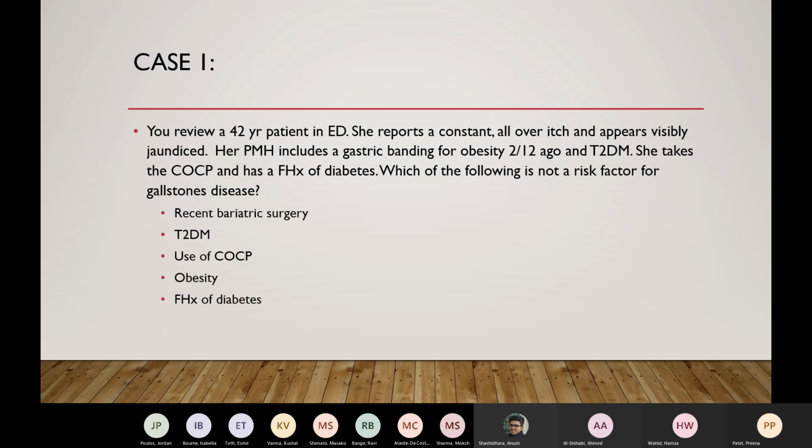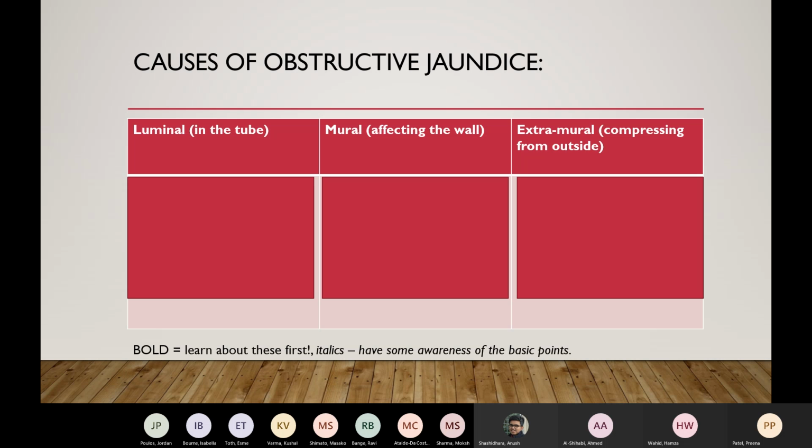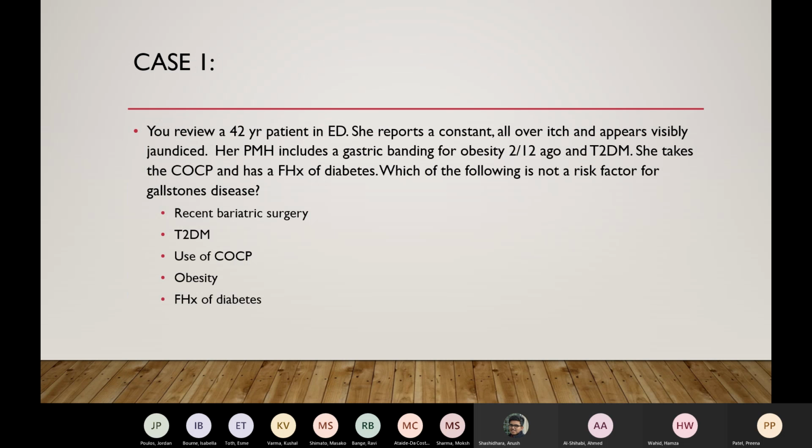Okay, so we're going to finish on a case. I was just going to say, from an OSCE perspective, if you presented your differential for jaundice like this, they're going to hear the words transmural, luminal, and extramural, and they're going to stop listening and give you full marks for that section. Straight up, that's what's going to happen. So if you can structure your exam in OSCE, you're going to do really, really well. So try and present it like this when you're learning it yourself as well.